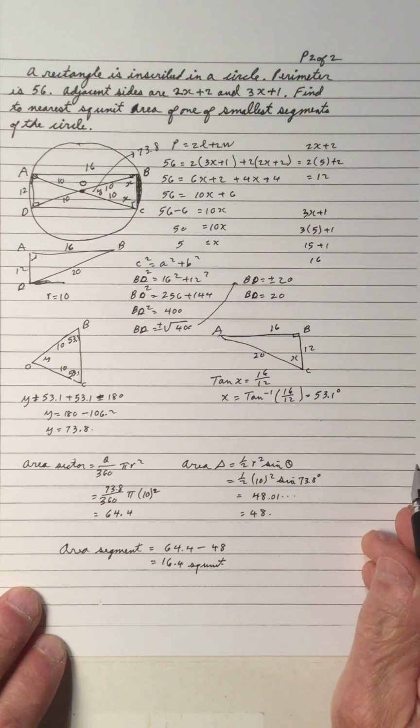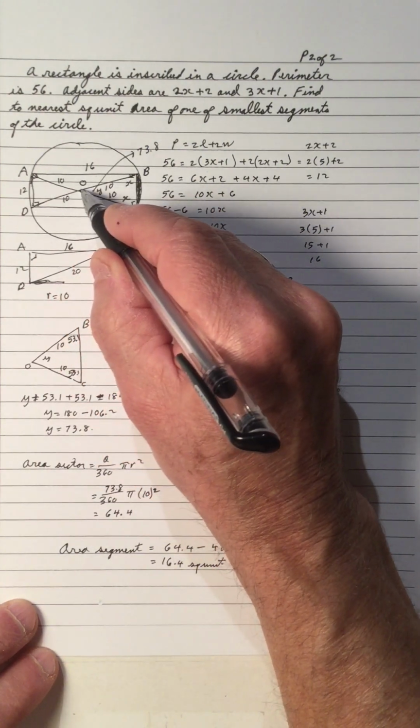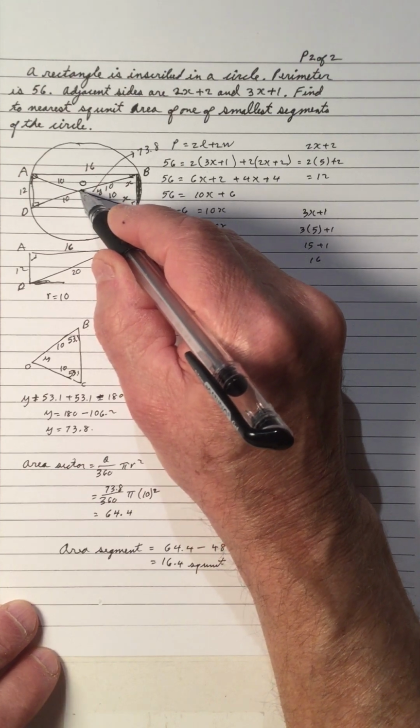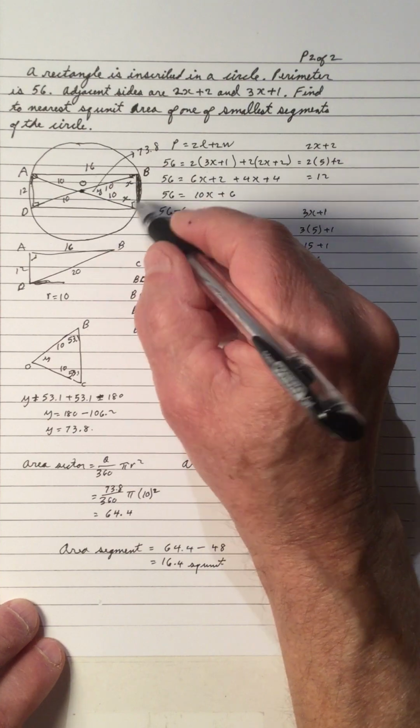So there's a little bit of math working around, but you had to know that the diagonals are equal and they bisect each other, and making this point, the midpoint of the diagonals, the center of the circle, so we can have a triangle and a sector.